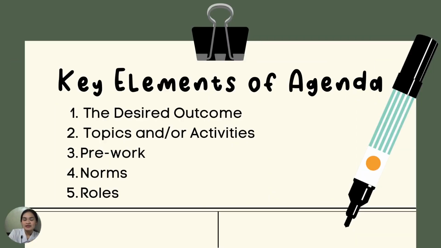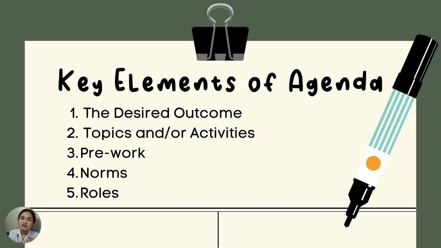So next one are the key elements of agenda. First one is the desired outcome. So this element is all about the objectives that are needed to be attained in the said meeting. And these are the statements indicating what you expect to accomplish by the end of the meeting. So set the tone for the focused discussion by defining the particular outcomes you wish to achieve during the meeting.